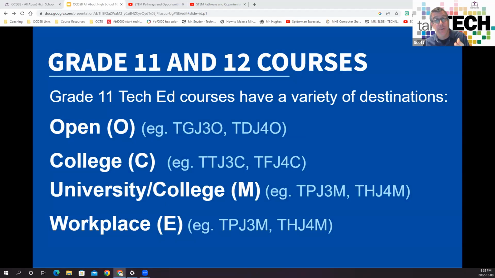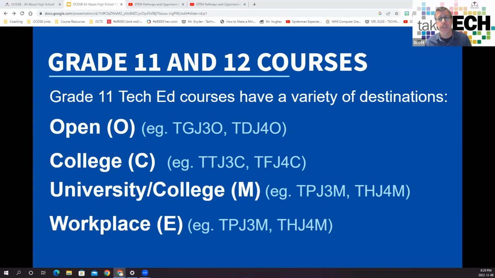At the grade 11 and 12 level, that's where things get a little bit different. There's multiple different pathways depending on what your school offers. So there's the open level, again, anybody can take it. There's the college level. For students that are going the college pathway, we have our C-level courses, which prepare them for college courses. For university, we also have University College, which is an M-level course.